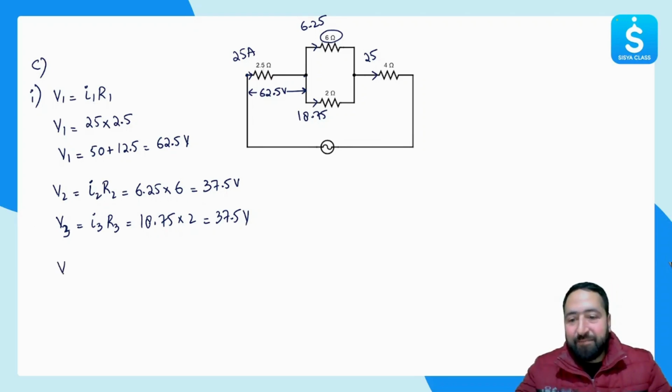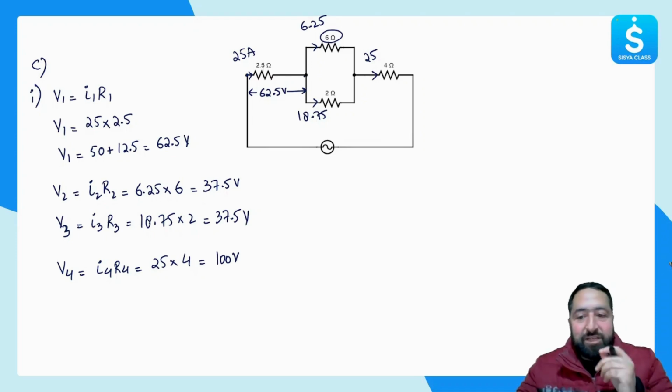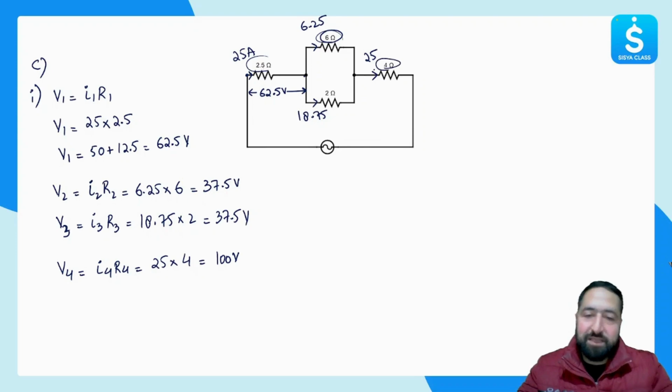So now let's see V4. I'll name it, no worries. What is I4? It is 25. What is R4? It is 4. So 25 into 4 is 100 volts. So now you found the potential difference across this resistor, and across this resistor as well.